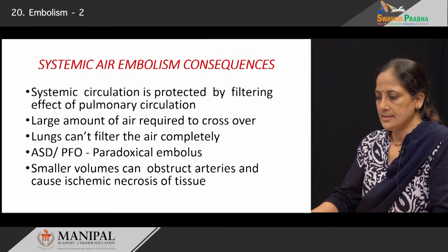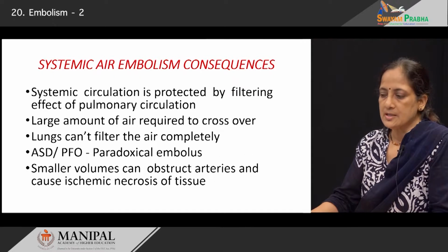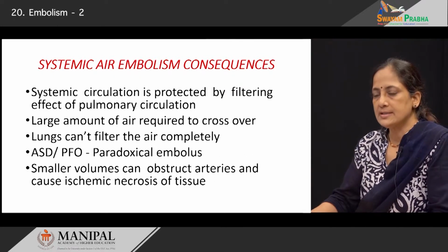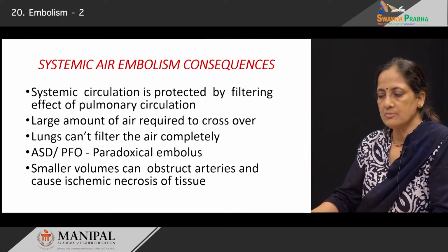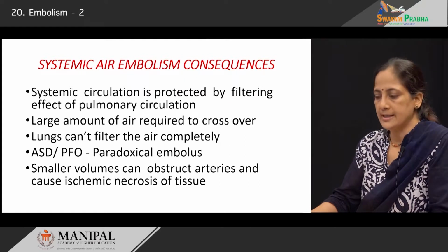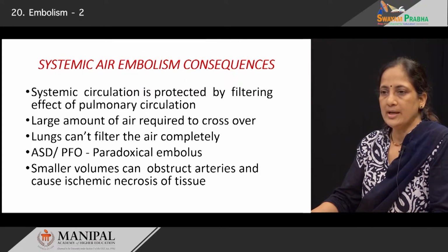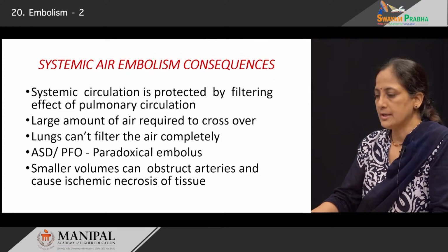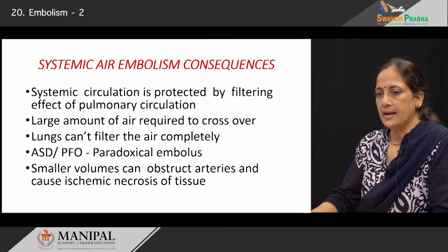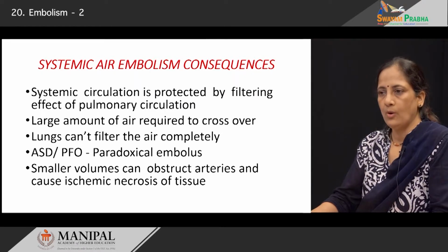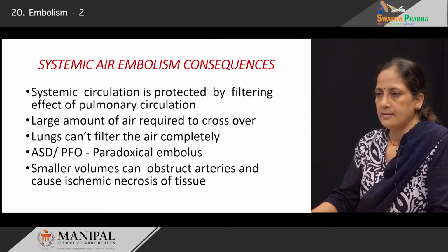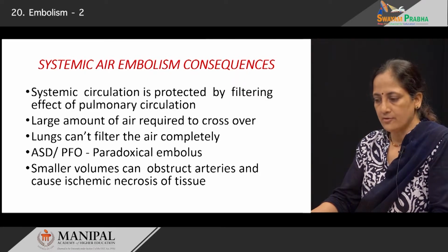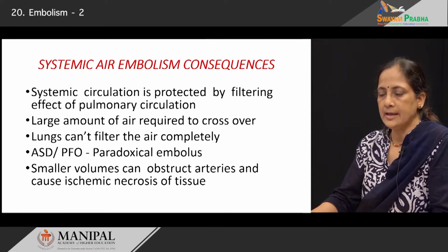As compared to this, systemic circulation is protected from the air embolus that goes into the pulmonary circulation because most of that air is filtered out and exhaled. However, when large quantities of air are present, some of it may cross over into the systemic circulation. If there is an atrial septal defect or a patent foramen ovale, the air from the right side of the heart can pass directly into the systemic circulation.